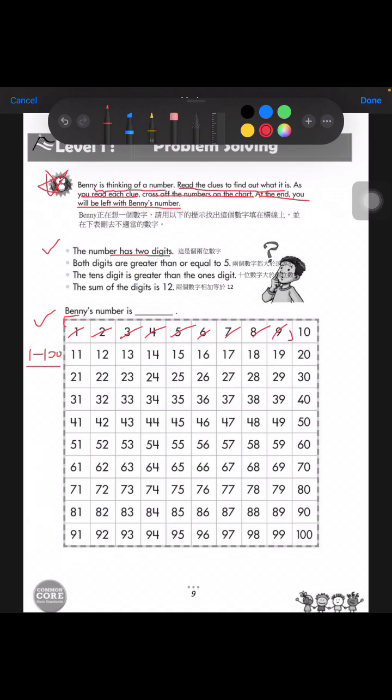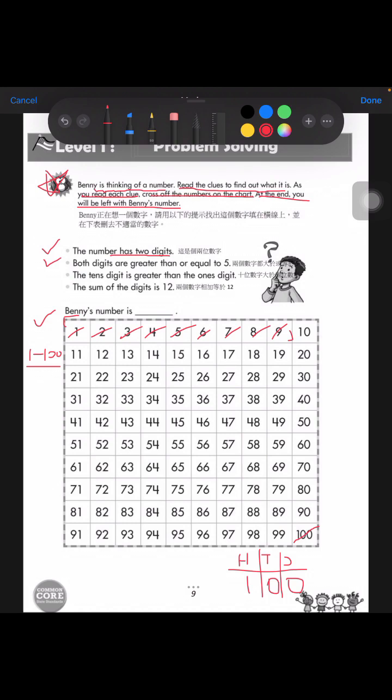Okay, there's still one number that doesn't match this clue. Do you know which number it is? Yes, it's 100. We can cross out 100 because 100 has 3 digits. 100 place, 10 place, and 1 place. So in the 100 place, we write 1, 0 in the 10 place, and 0 in the 1 place. So 100 has 3 digits and should be crossed out in this chart.